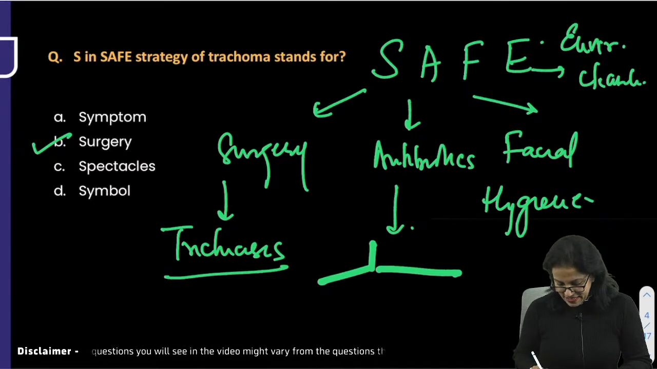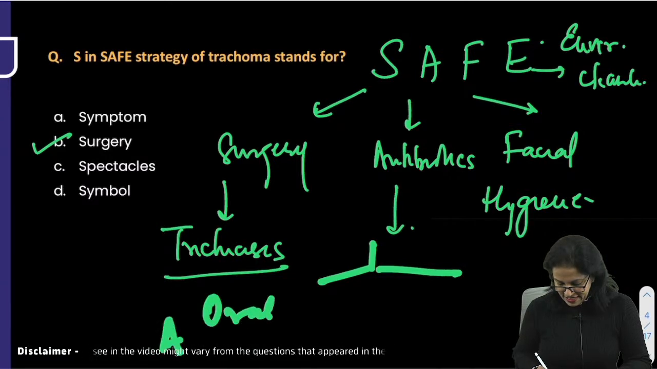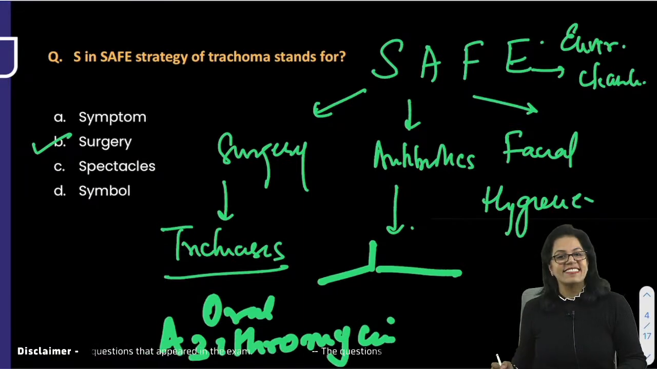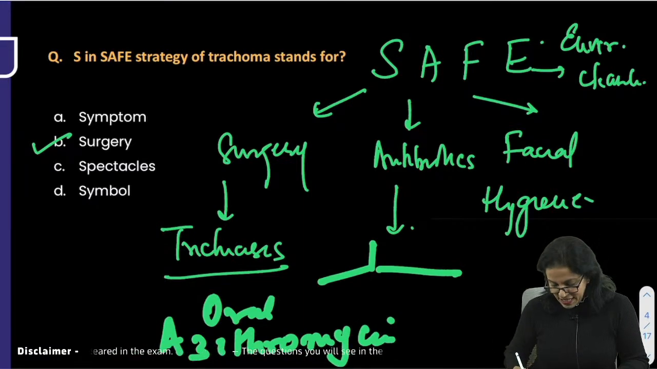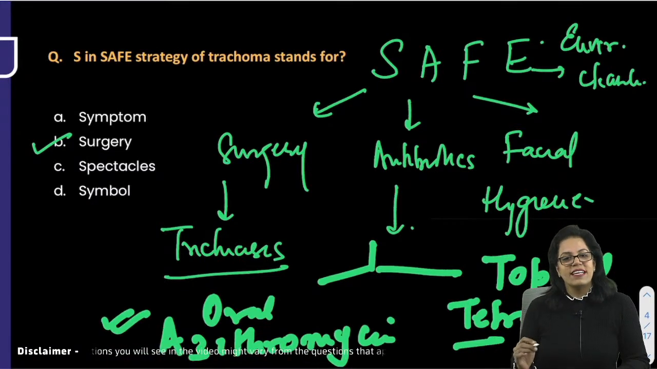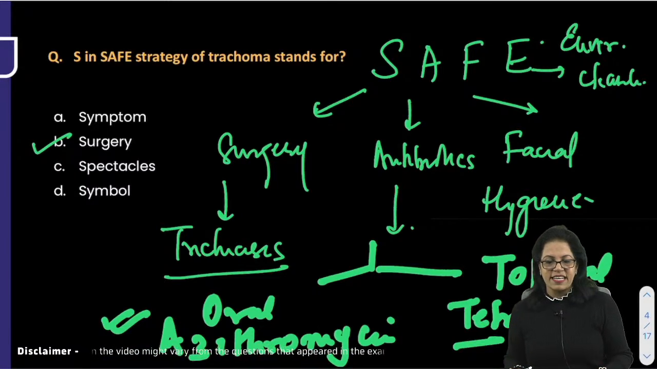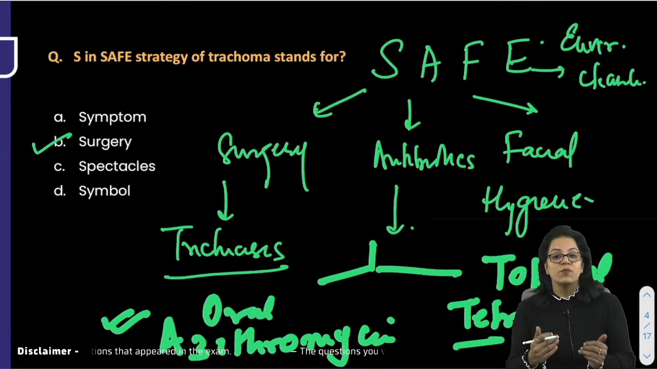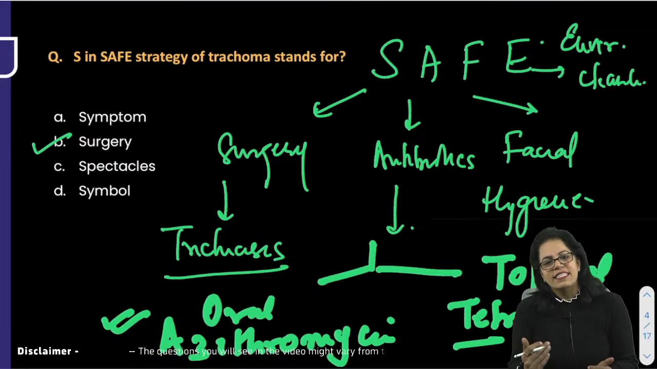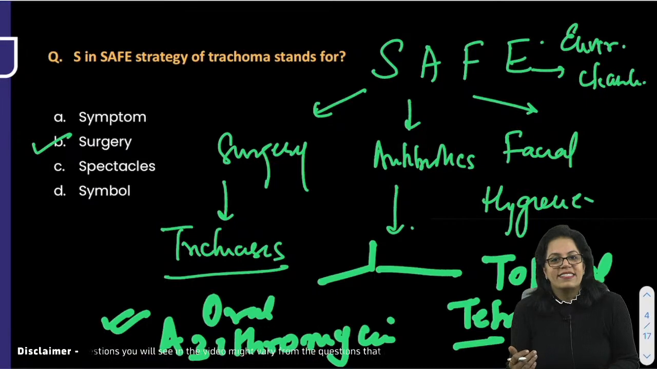So, which antibiotics? We will say either oral azithromycin, or topical tetracycline. Both can be given, but which one is generally preferred is oral azithromycin. Why oral azithro? Because as you know, topical tetracycline is generally given in ointment form. That is why if the compliance is poor, we will prefer oral azithromycin here. Anyway, this is some important point here, but you should know what SAFE stands for.